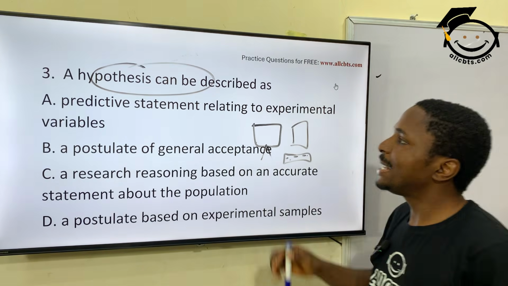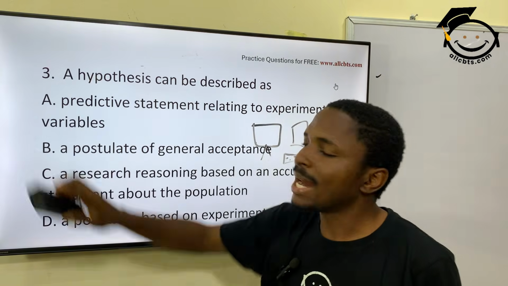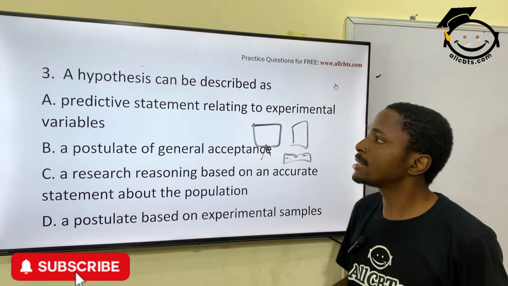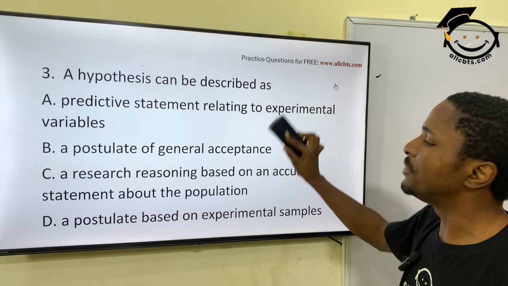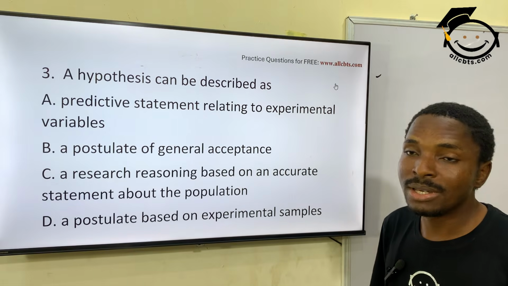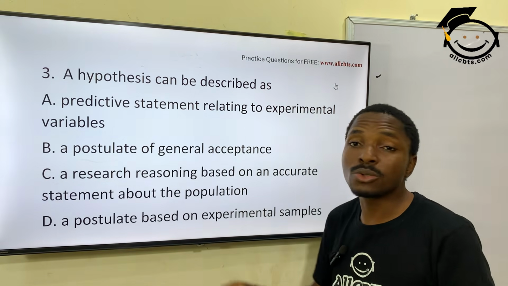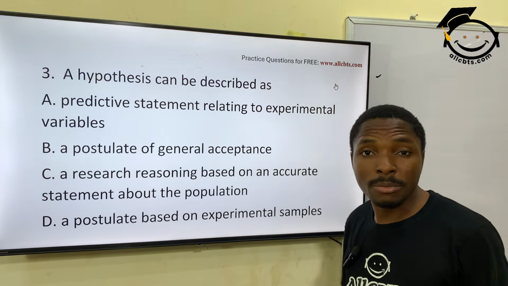Question 3. A hypothesis can be described as what? A predictive statement relating to experimental variables. A postulate of general acceptance? No. If it's a postulate, anything that is a postulate is already a theory. Anything postulated has become a theory.